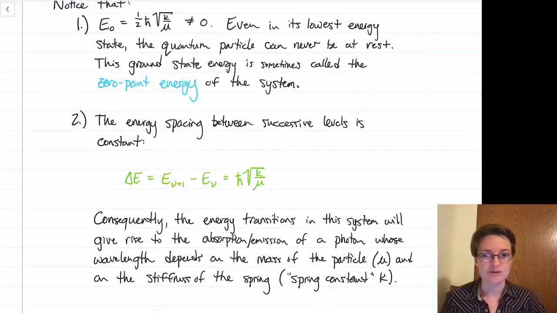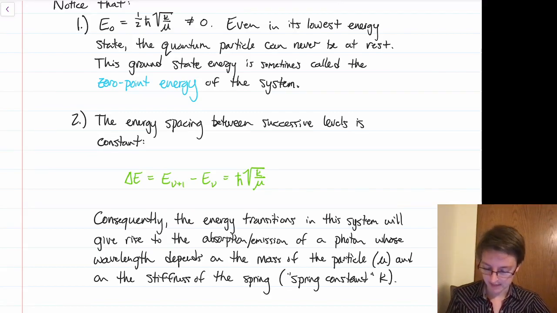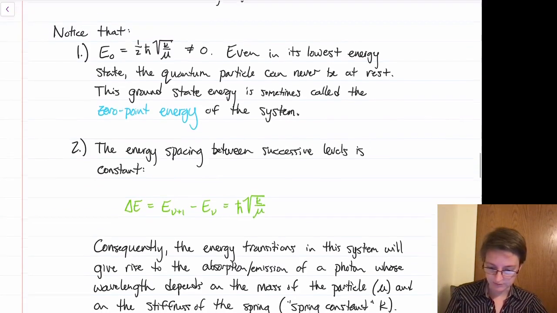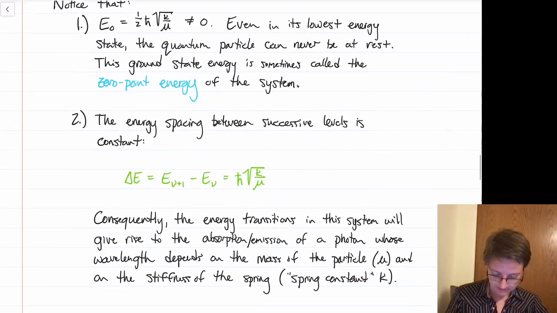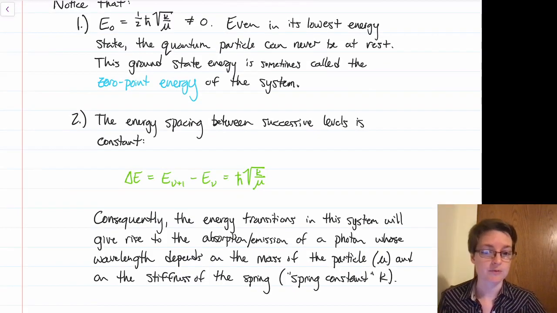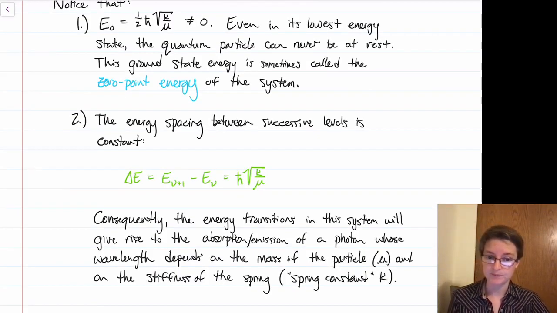The second point that's worth noting is that in this mass on a spring example, the energy spacing between successive energy levels remains constant. Delta E is equal to, for a gap between successive energy levels, E of nu plus 1 minus E of nu. If I plug those values into my energy expression and do a little bit of simplifying, I wind up with delta E equals h bar times the square root of k divided by mu.